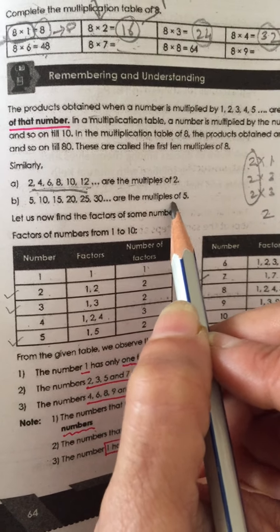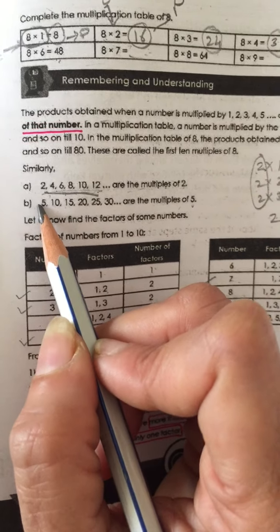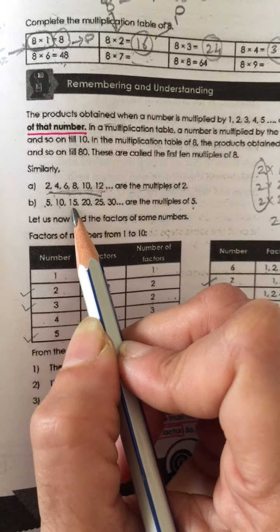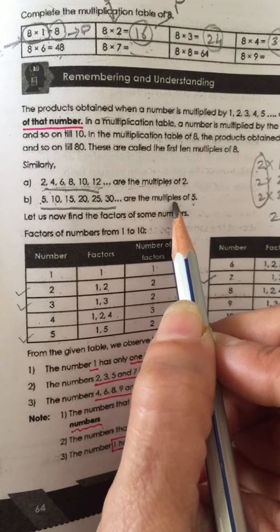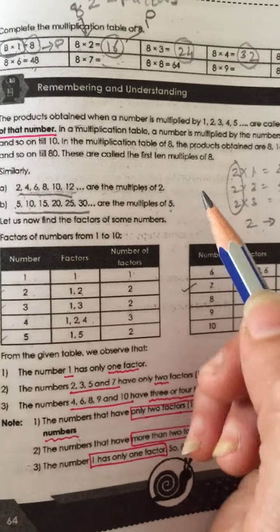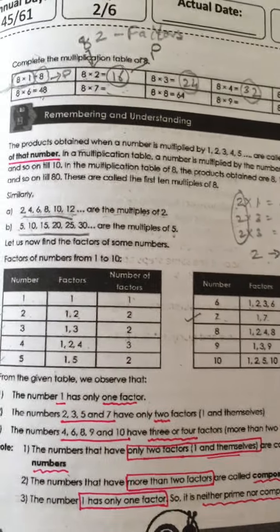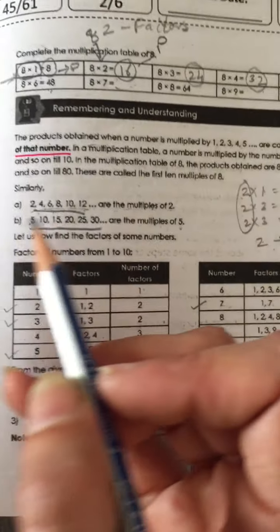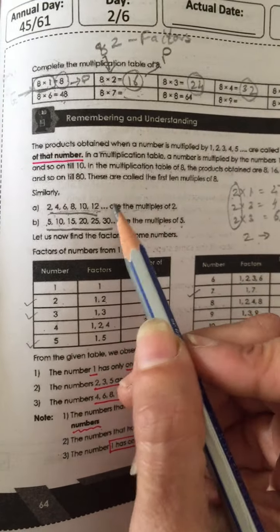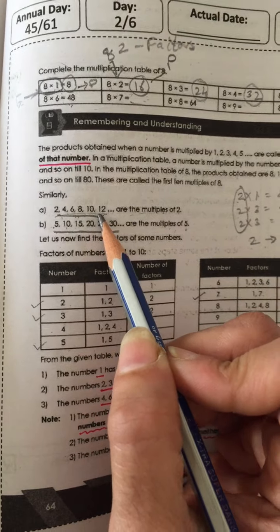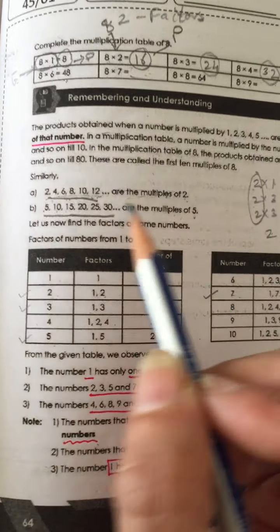Now if you take the table of 5, we get 5 ones are 5, 5 twos are 10, 5 threes are 15. So all the products obtained are the multiples of 5. If you take any number, 10, 20, 30, whatever number, and multiply it by 1, 2, 3, 4, 5, whatever answers you get are called the multiples of that number.